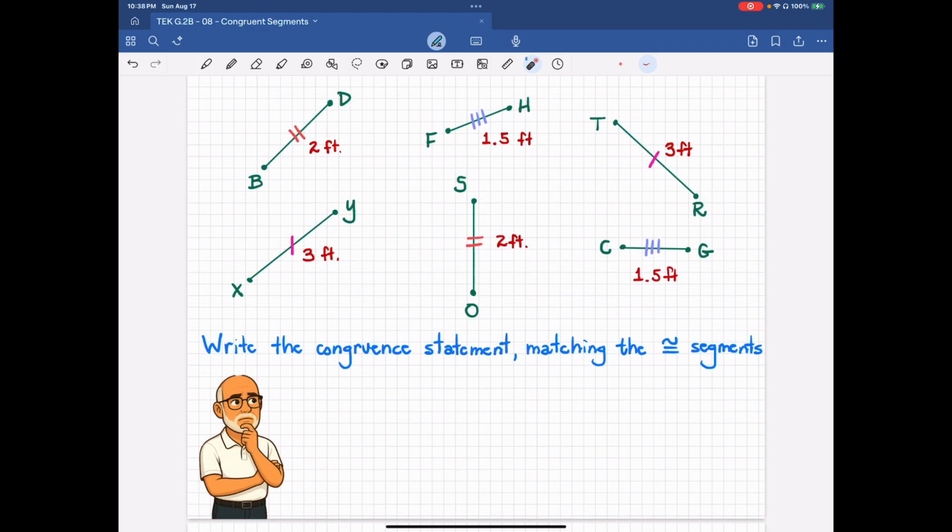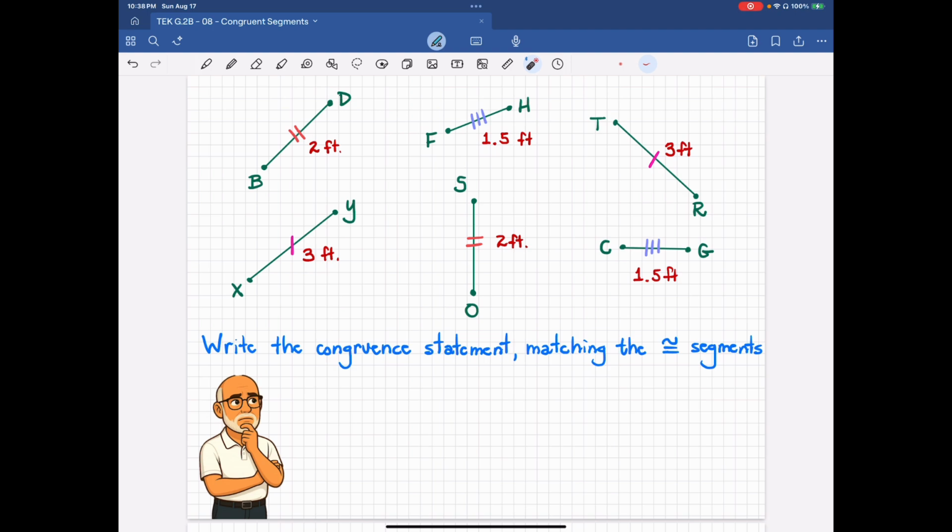Now let's work together on a problem. In front of us, we see a bunch of line segments. On the line segments, we see measurements, but we also see the congruence markings. When we're trying to figure out what is congruent to what, if we have measurements, we can use the measurements as our defining factor for congruence. Or we can look to see if there are tick marks or congruence markings and match them.